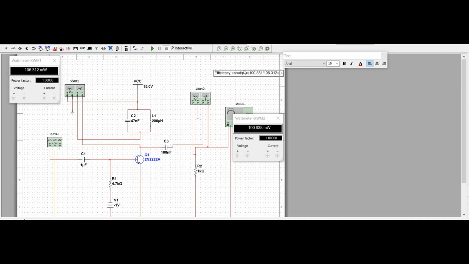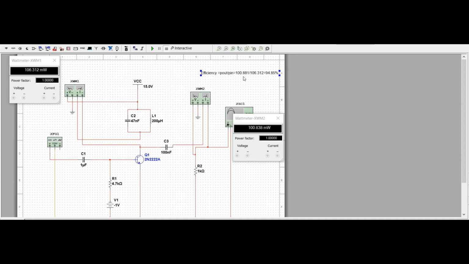So 100.881 divided by 106.312 is 94.89%. So the efficiency is 94.85%. Theoretically, we know that Class C has the maximum efficiency. So over here also we are getting the efficiency as 94.85, which is good enough.